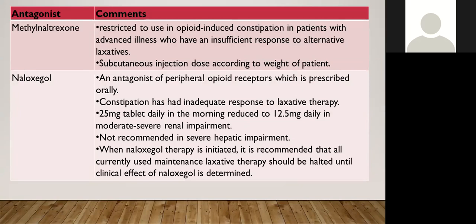Naloxegol is an antagonist of peripheral opioid receptors. It's prescribed orally. Again, similar situation, constipation that is not responding to laxative therapy. Give a 25 milligram tablet in the morning and reduce to 12.5 daily. Not recommended in severe hepatic impairment. When we start naloxegol, we have to stop all the other laxative therapy until the clinical effect of naloxegol is determined. Next slide.